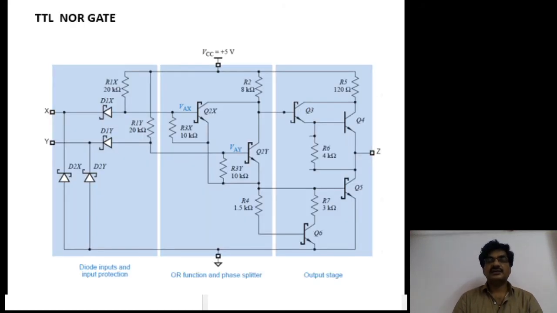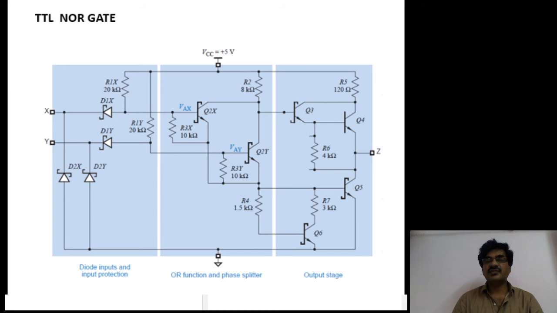Then coming to the next diagram, this is the Schottky NOR gate. The circuit appearance and connections are almost the same if you observe, but instead of one phase split transistor, here two phase split transistors are used, named Q2X and Q2Y. These two transistors are driven by two diodes, D1X and D2Y, which act as the input to the OR gate.